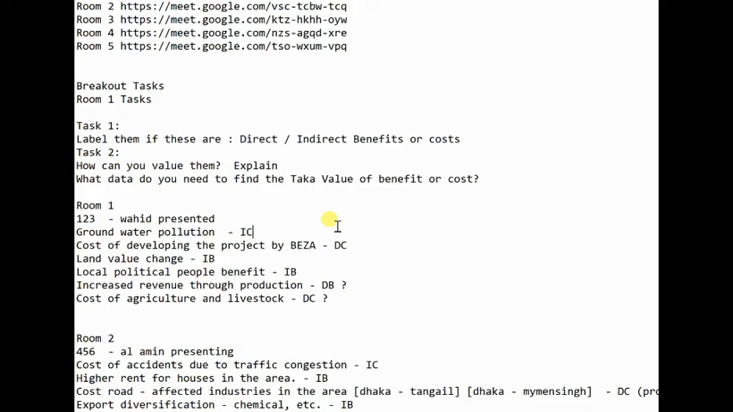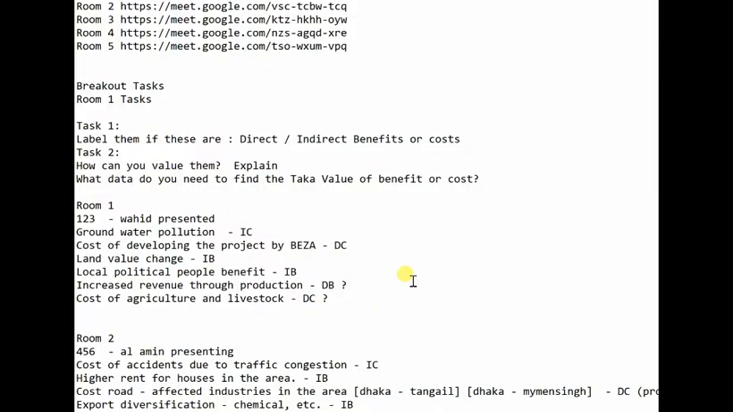Sir, sorry to interrupt. Are you by any chance sharing your screen, sir? Sorry? Are you by any chance sharing your screen? No. Okay, now I'm looking at it, but because these are all what you have presented.